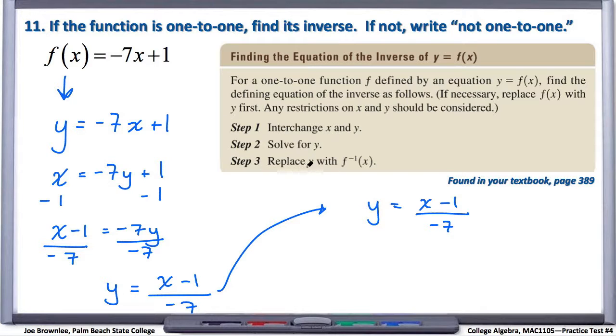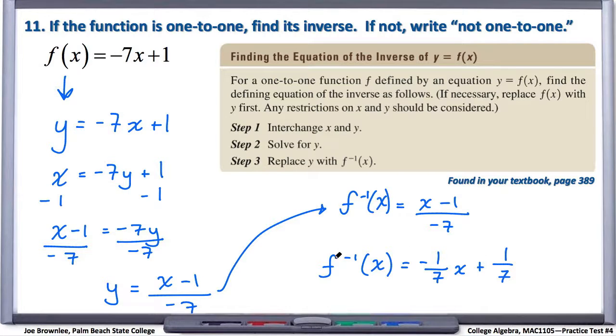Last thing, step number 3 is to replace y with f inverse of x notation. So let's go ahead, erase y, and replace it with f inverse of x notation. Now, you could reformat the way that the right-hand side of this equation looks if you want to. So we could say f inverse of x equals, and we could break this up. Instead of writing this as a single fraction, we could break this up into 2 separate terms. So we could say negative 1 over 7x plus 1 over 7.